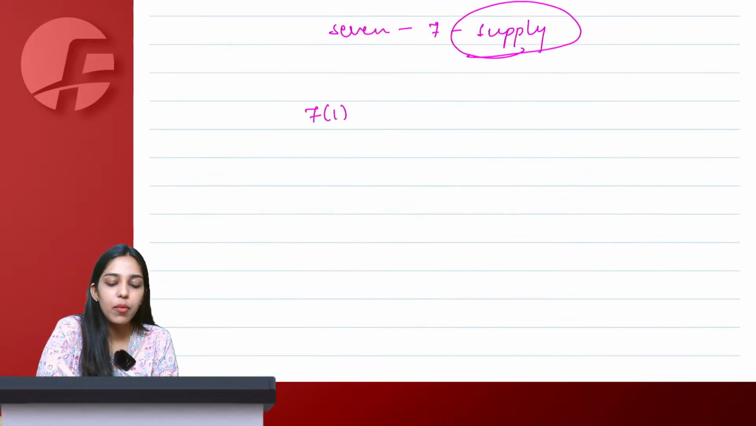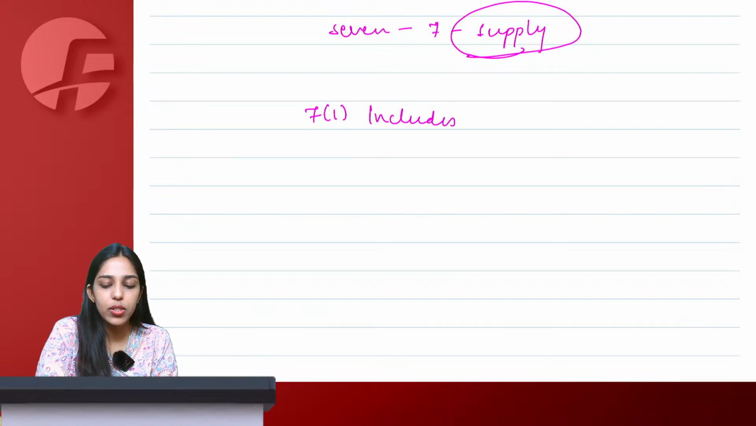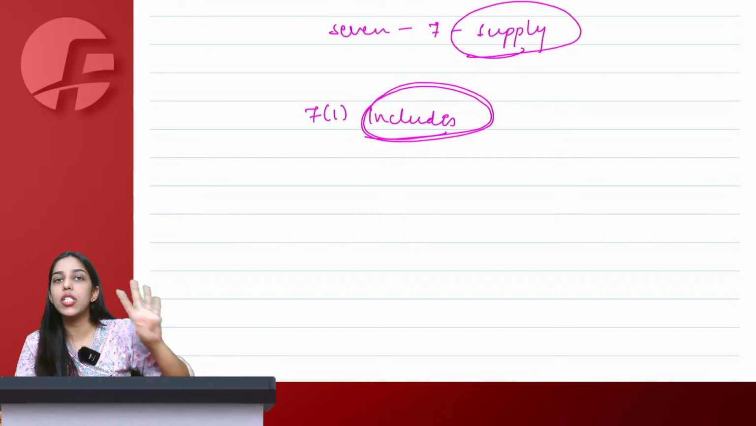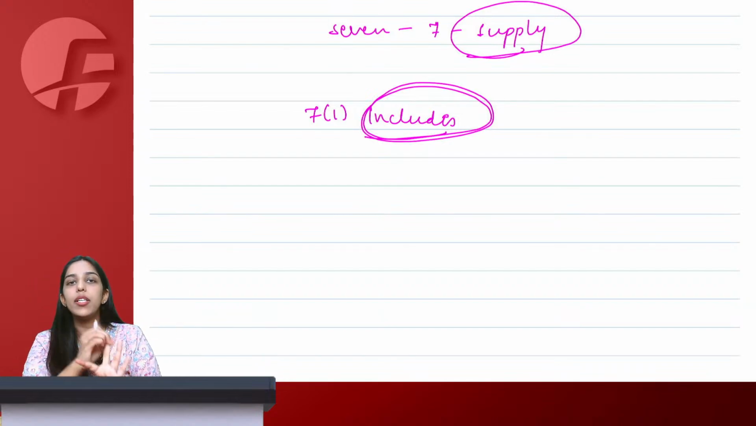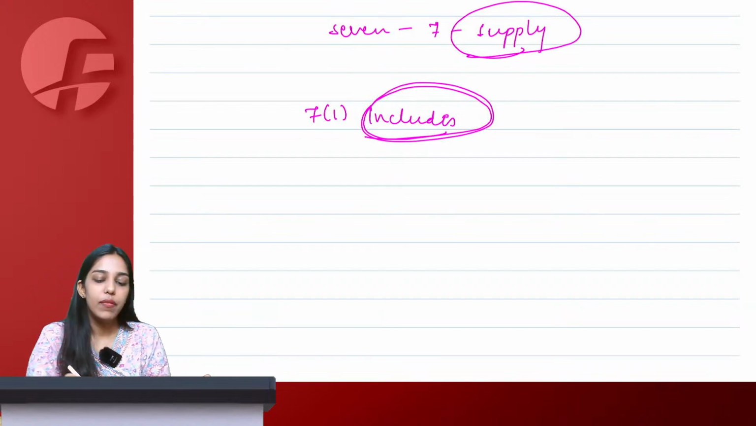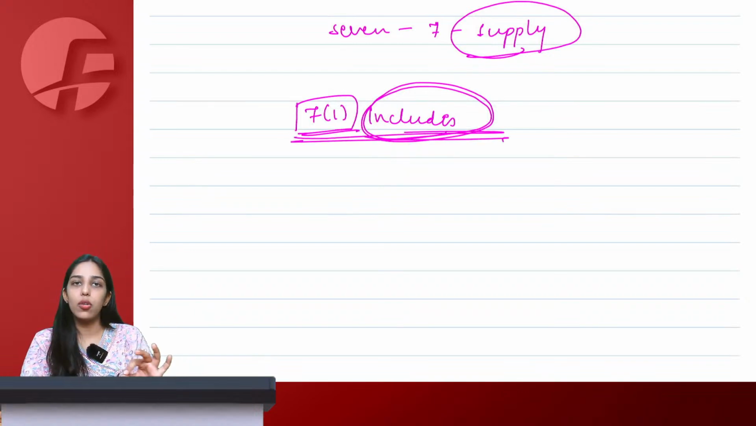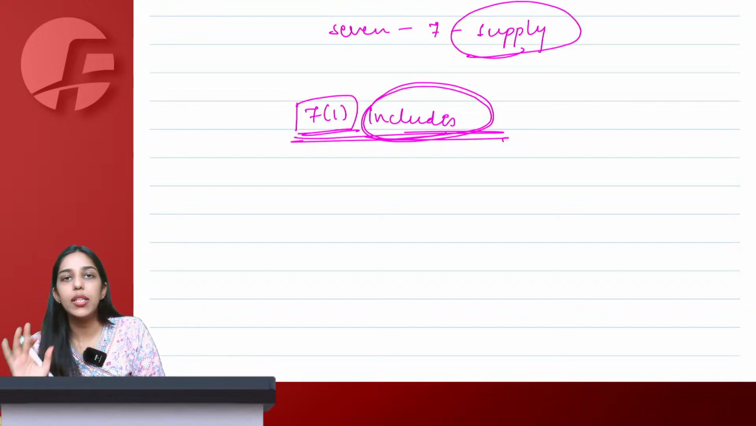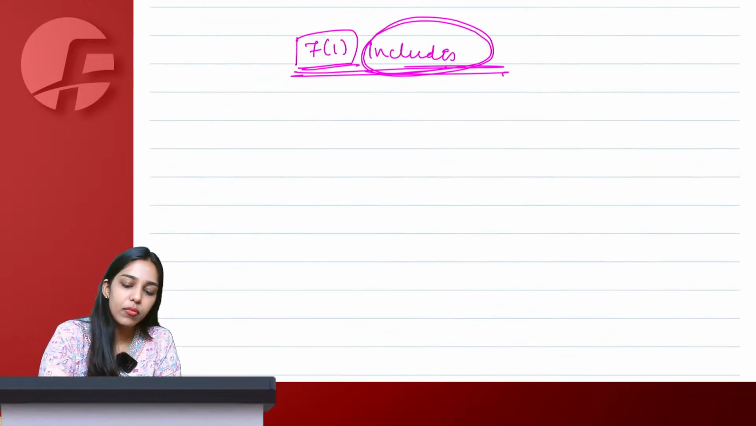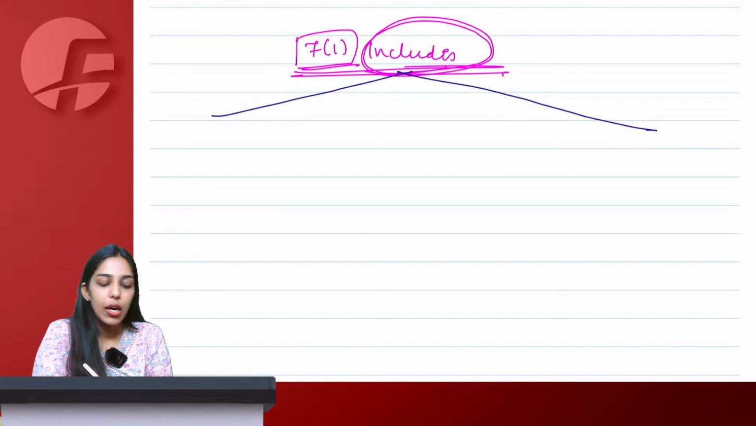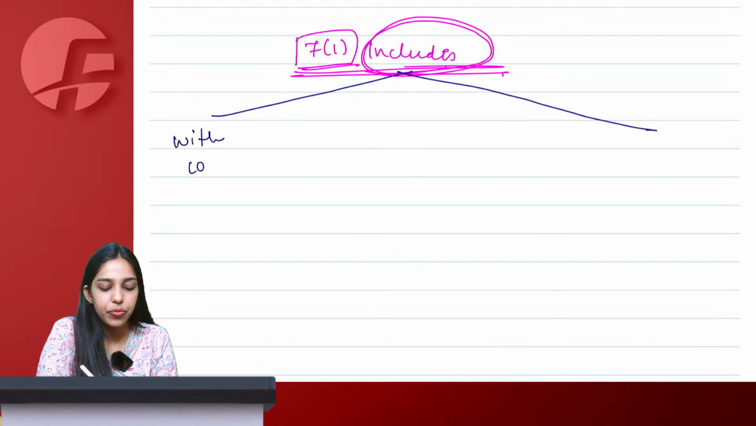Where section 7.1 talks about supply includes. What is included in the supply? 4 subsections we have to see: 7.1, 7.2, 7.3 and 7.1a. We start with section 7.1, which talks about supply includes. What is included in the scope of supply? We break this into 2 parts. Now full attention here. With consideration, without consideration.